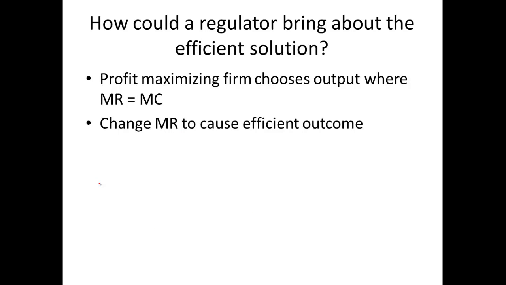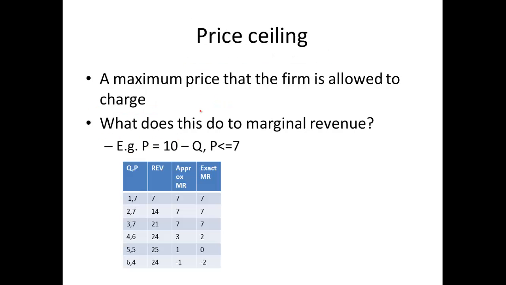The question is, how could a regulator bring about this efficient solution? Well, let's think about what a firm does. The firm that's profit maximizing is going to choose output where MR equals MC. So suppose we could somehow change marginal revenue so that the firm, doing what firms do, would do the efficient thing. That's the strategy here. And so our tool for changing the marginal revenue is going to be a price ceiling, which is a maximum price that the firm is allowed to charge.